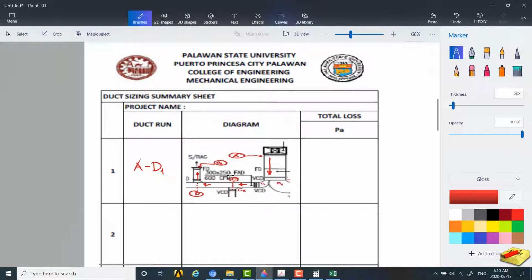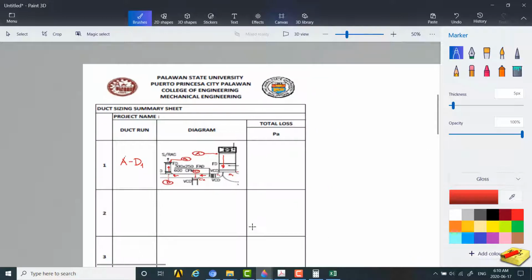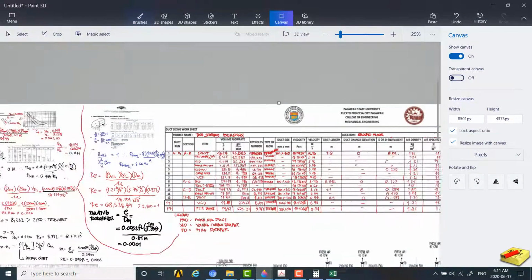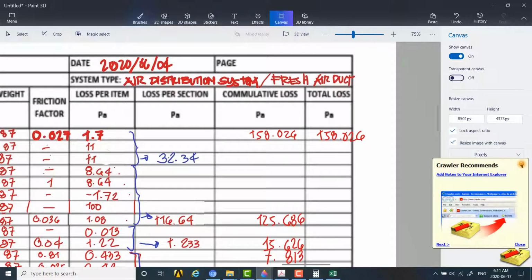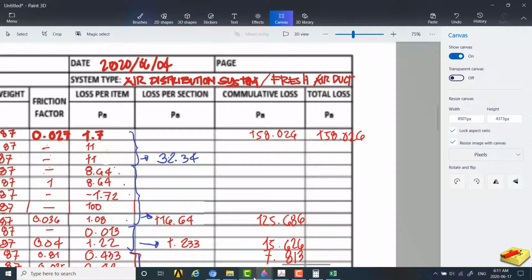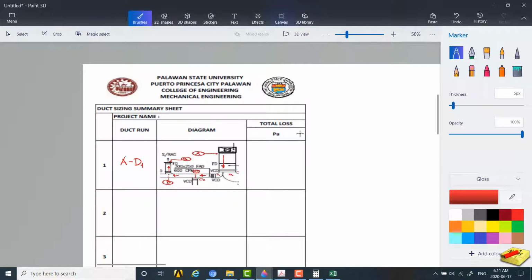Now for the total loss, the same also what we have on the value here. So we have 158.026. So we have your value here, 158.026. So that is for the diagram now going there.